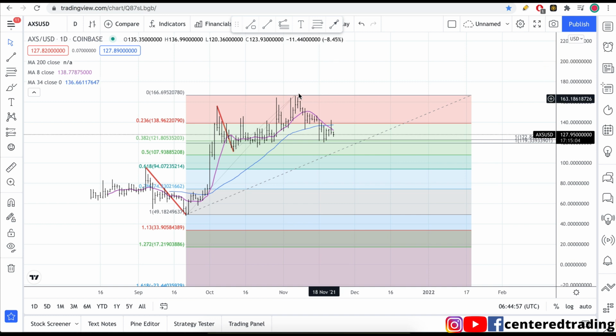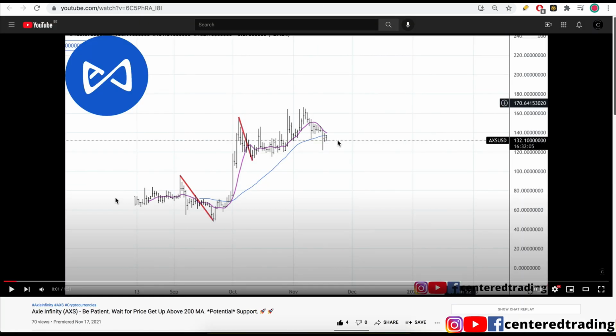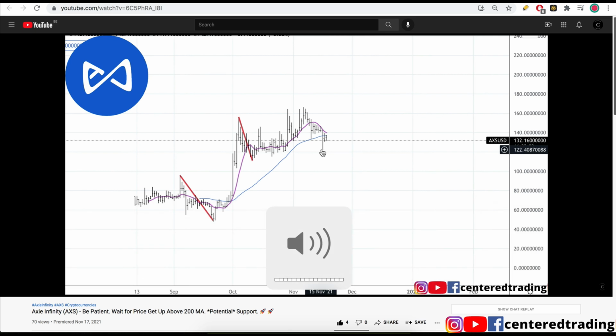Axie Infinity on the daily chart. Nice pullback over here. I also made a video on this a couple days ago. Let's go through that video real quick. Daily chart. We have a pullback over here. We're looking for some support.